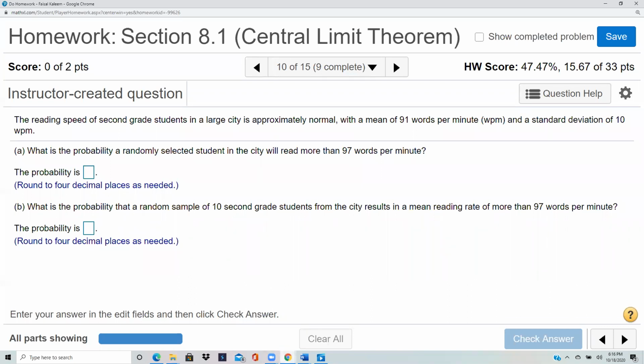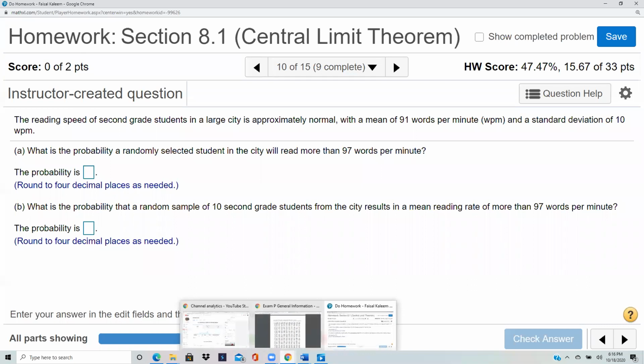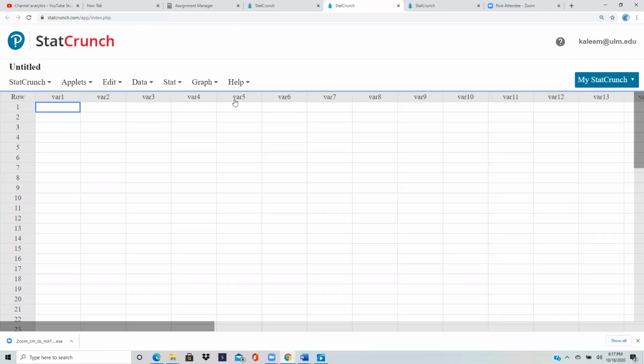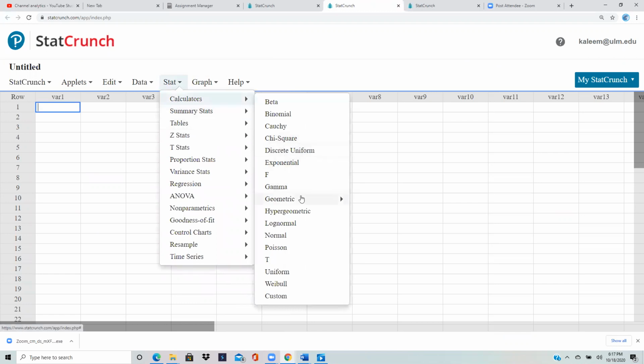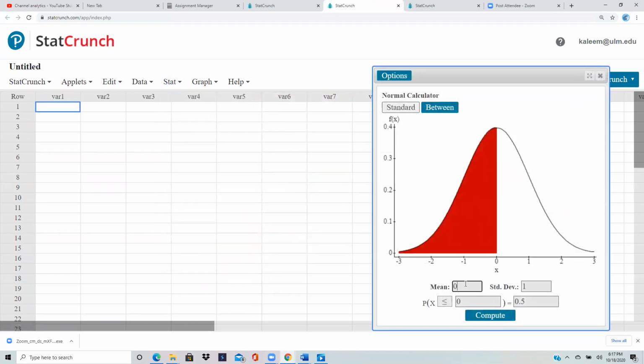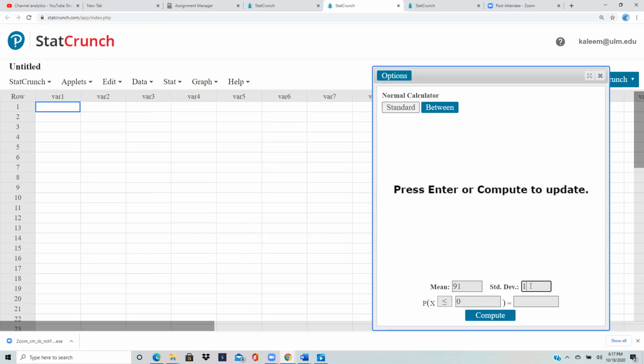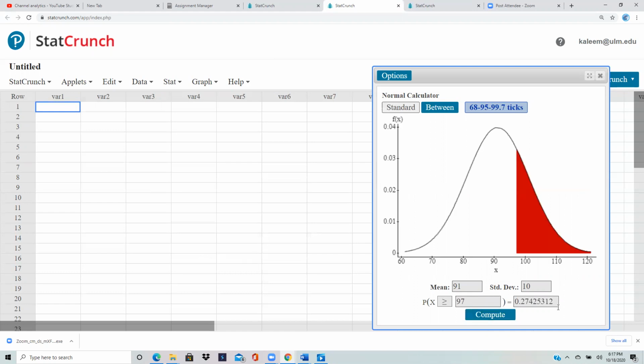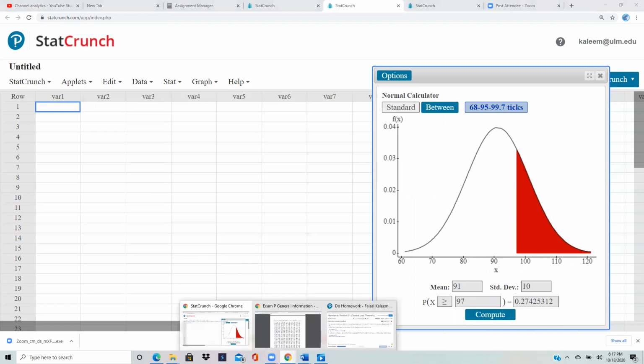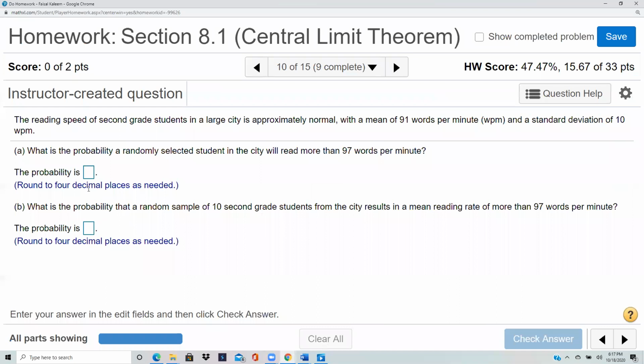So mean 91, standard deviation 10. In our stats calculator, normal, mean 91, standard deviation 10, and we wanted more than 97 WPM. More than 97, greater than, so 0.2743.